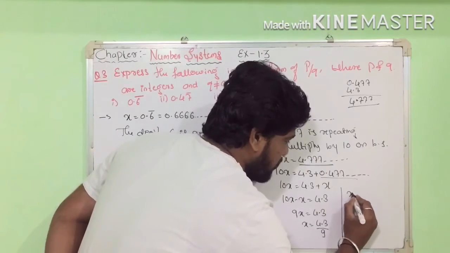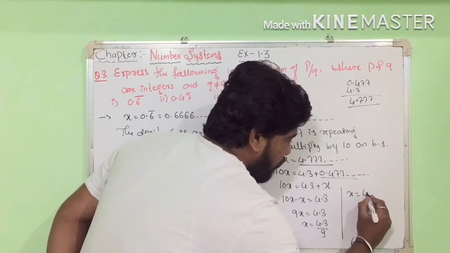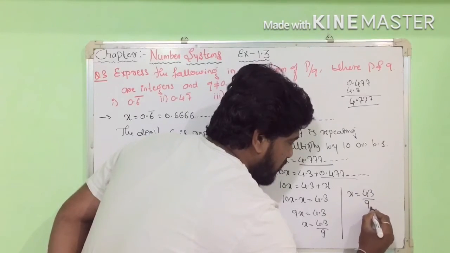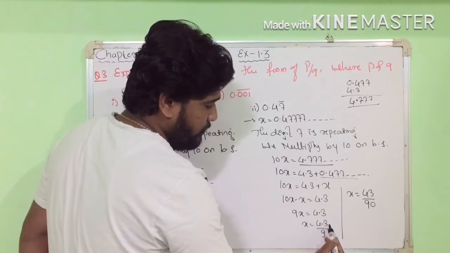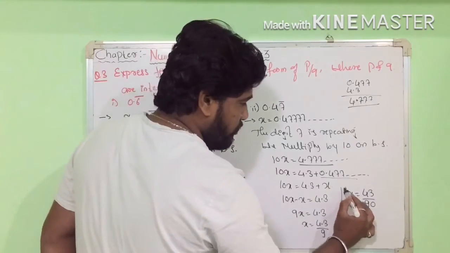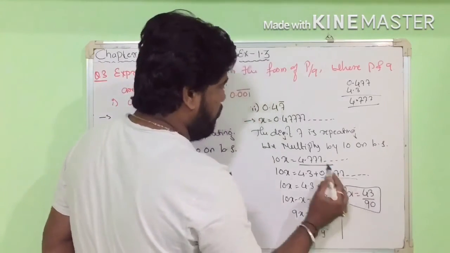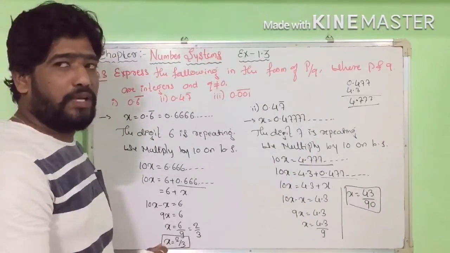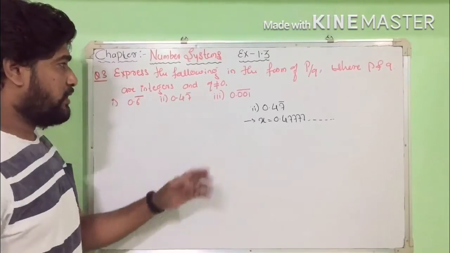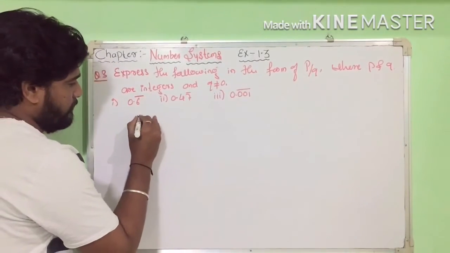So here this comes 43 divided by 90. So here multiply by 10 means this point comes here, and here 10. So this is the P by Q form of 0.4777.